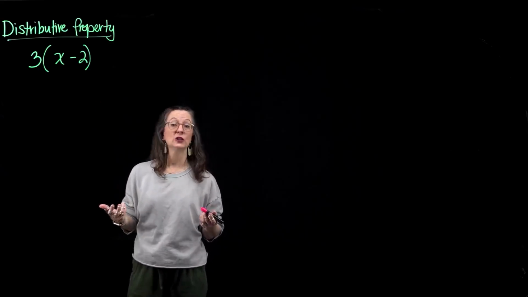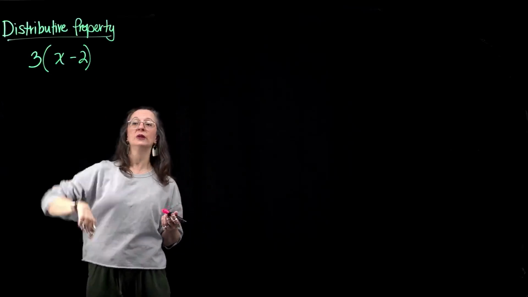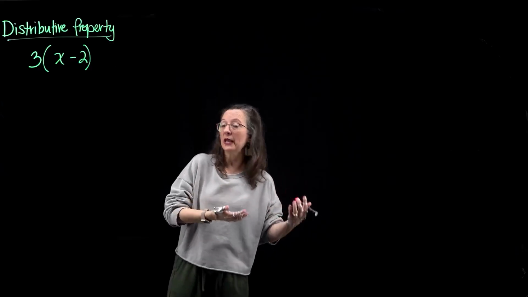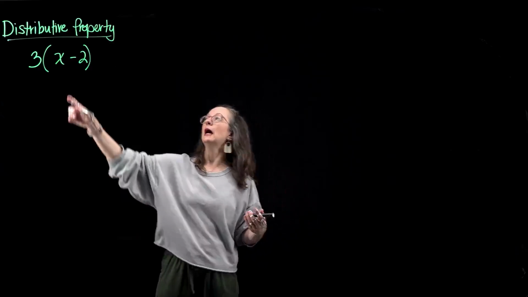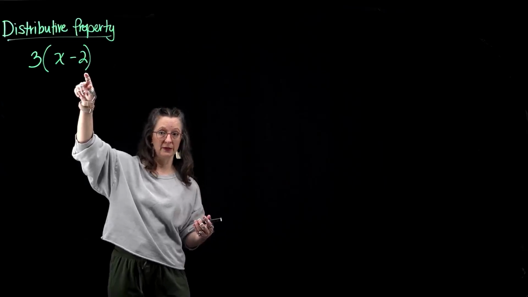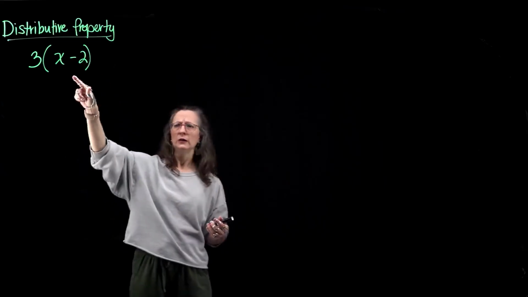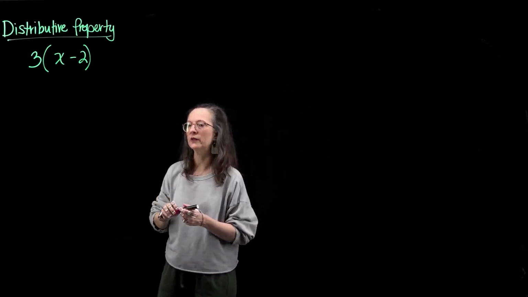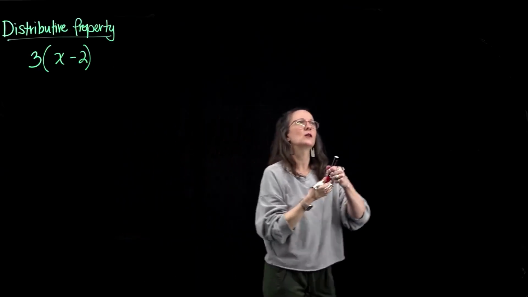This is an indication that we need to use the distributive property, which just means I'm going to distribute the multiplication of the 3 to everything in the parentheses. All right, you see what we're going with. I'm going to show you the rule, and then we'll come back and work this problem. I'll put the rule on the other side of the board.